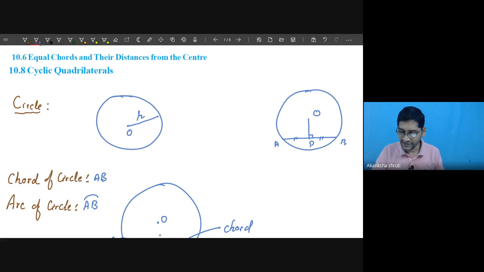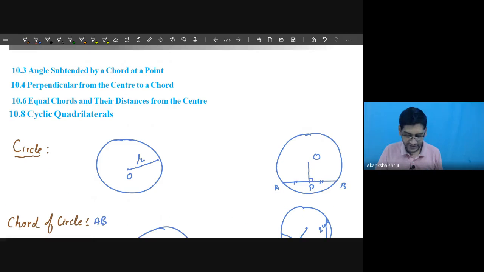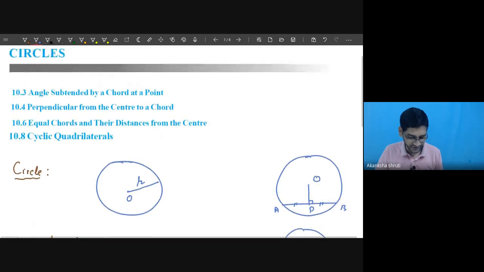Means what? What is the distance? Like if one chord is considered as 2 centimeters, then the other also we have to draw as 2 centimeters. How can the same equal chord be drawn? That can be drawn by considering the perpendicular length. So this will be our third topic, then cyclic quadrilateral if the time permits.